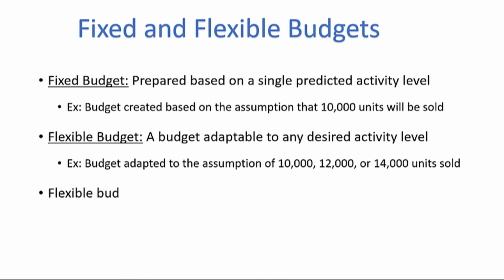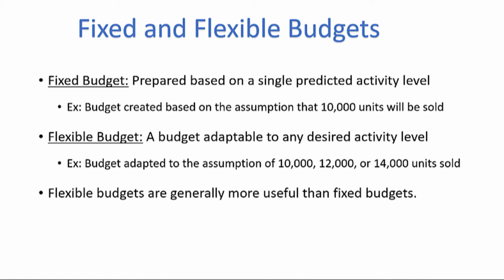In general, a flexible budget is more useful than a fixed budget for managers, as predicted activity levels are rarely exactly as budgeted. If the company budgets to sell 10,000 units in a period and they actually sell 11,000 units, we would expect many of the costs, most notably the variable costs, to be higher. Therefore, a fixed budget built assuming only 10,000 units will be sold will tend to underestimate variable costs. We need a flexible budget that can adapt to any activity level.